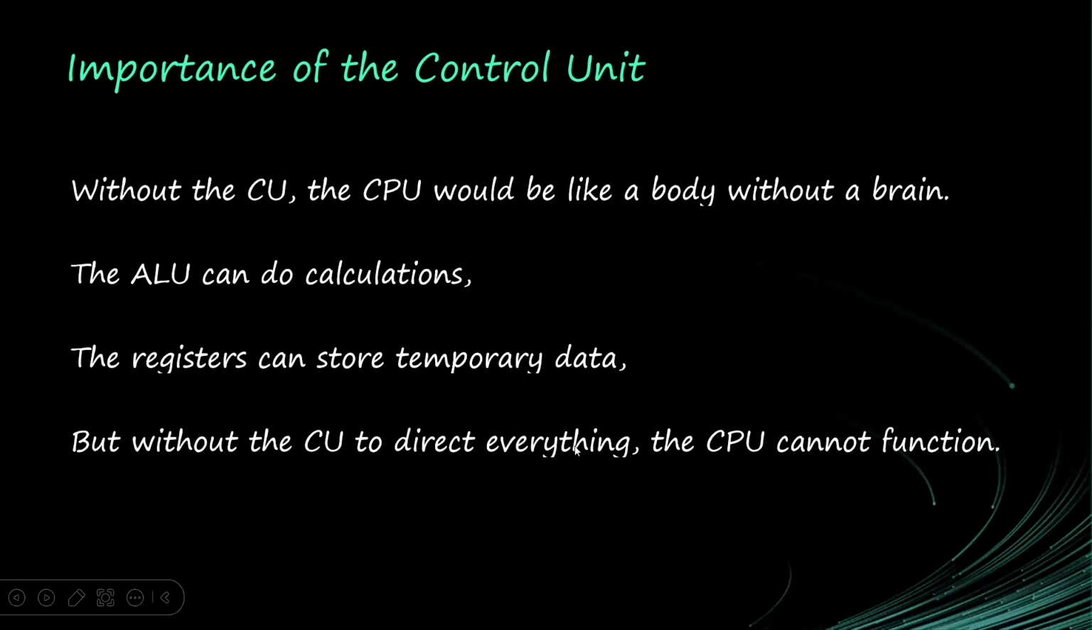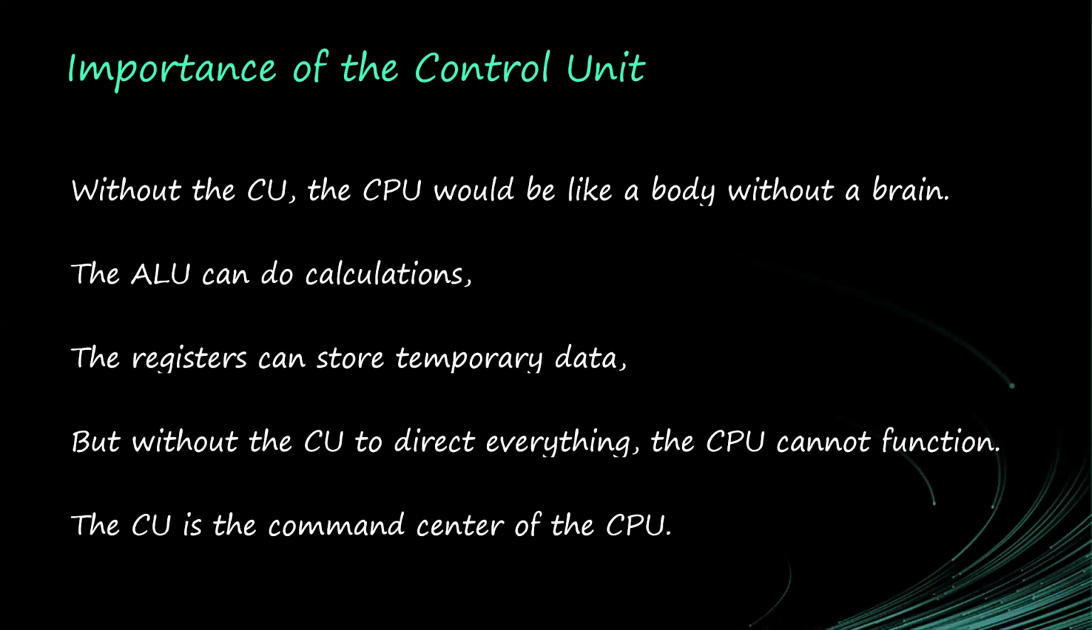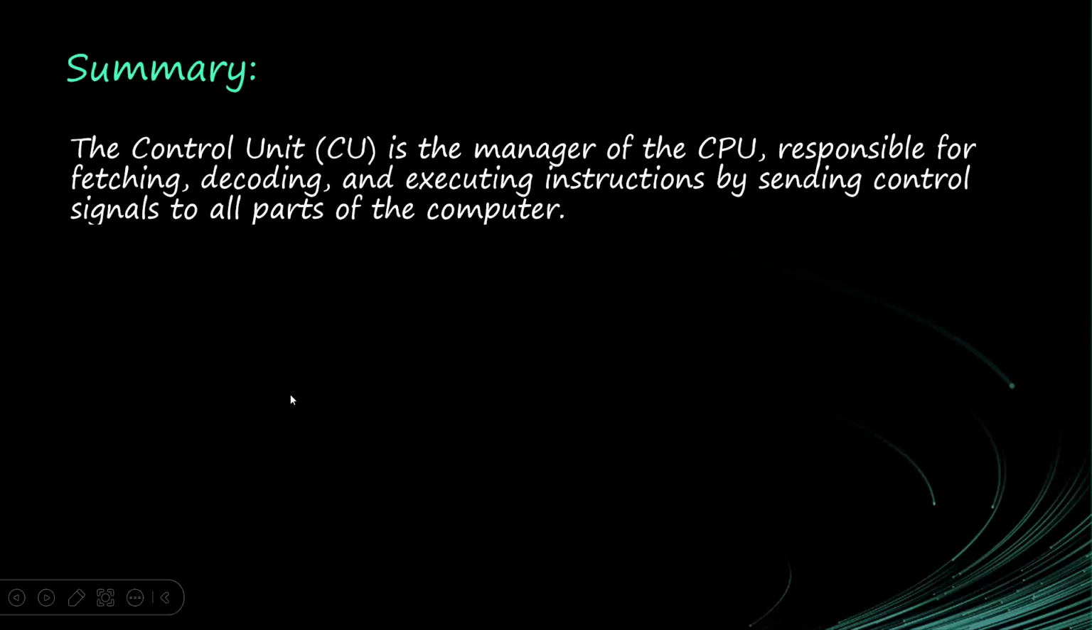Without the CU to direct everything, the CPU cannot function. So the CU is the command center of the CPU. That means the CU, the control unit, is the command center of the whole computer. So the main brain of the computer is the control unit. So in summary, the control unit is the manager of the CPU. It is responsible for fetching, decoding, and executing instructions by sending control signals to all parts of the computer.